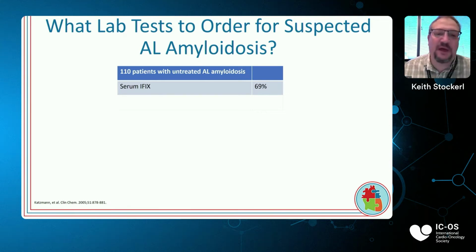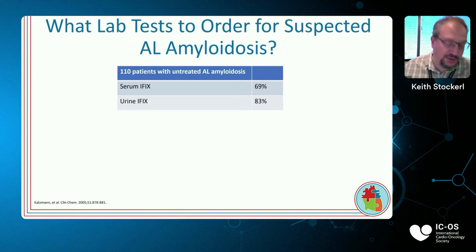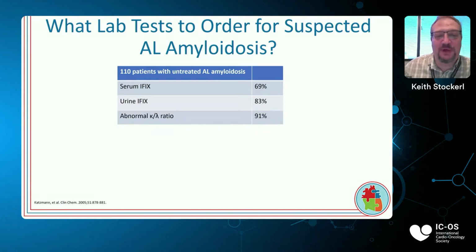So just to close, and I have about a minute, this is a study that looked at 110 patients who had untreated AL amyloid, trying to see, if you ran these different tests, what percentage of patients had an abnormal test. The serum immunofixation was only able to detect an abnormality in 69% of these 110 patients. The urine was a little more sensitive. It was able to pick up 83%, and that is because the free light chains do show up in the urine in the normal situation.